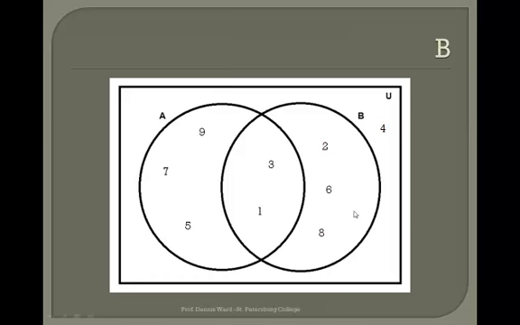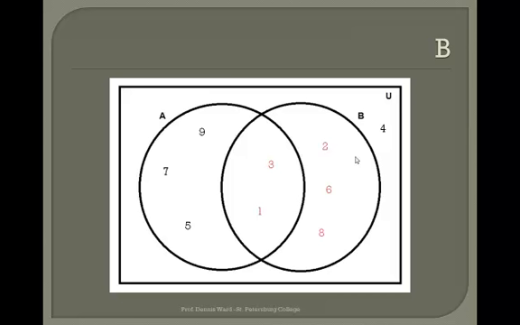Similar to A, if I wanted B, I only care about B's circle. I'm going to ignore the overlap here with A. I'm going to ignore the stuff that's only in A, that's in the universe. I only want what is contained inside B's circle. So these 5 numbers, 1, 3, 2, 6, and 8.